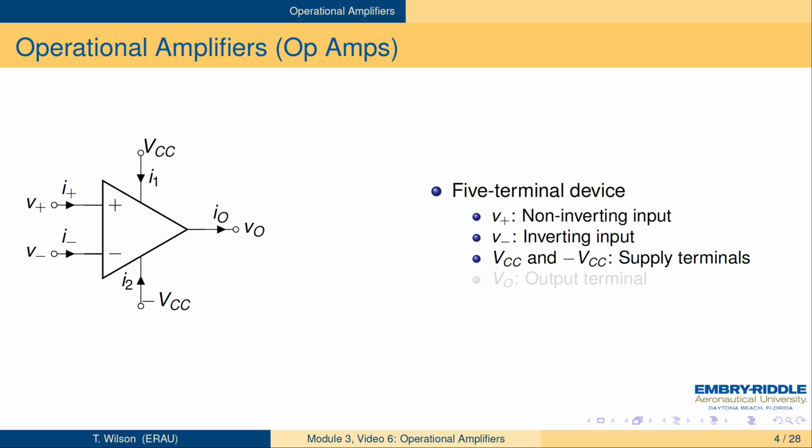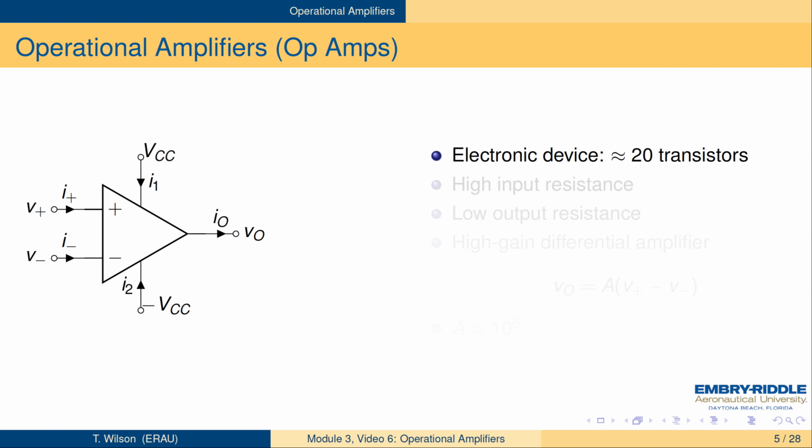There are the supply terminals, often designated VCC or VS. VCC is the positive supply and minus VCC is the negative supply. The associated currents there I've labeled I1 and I2. There's no standard for labeling those. And then VO, V out, that's a cap O, not a zero, is the output terminal, and I out is the associated current there.